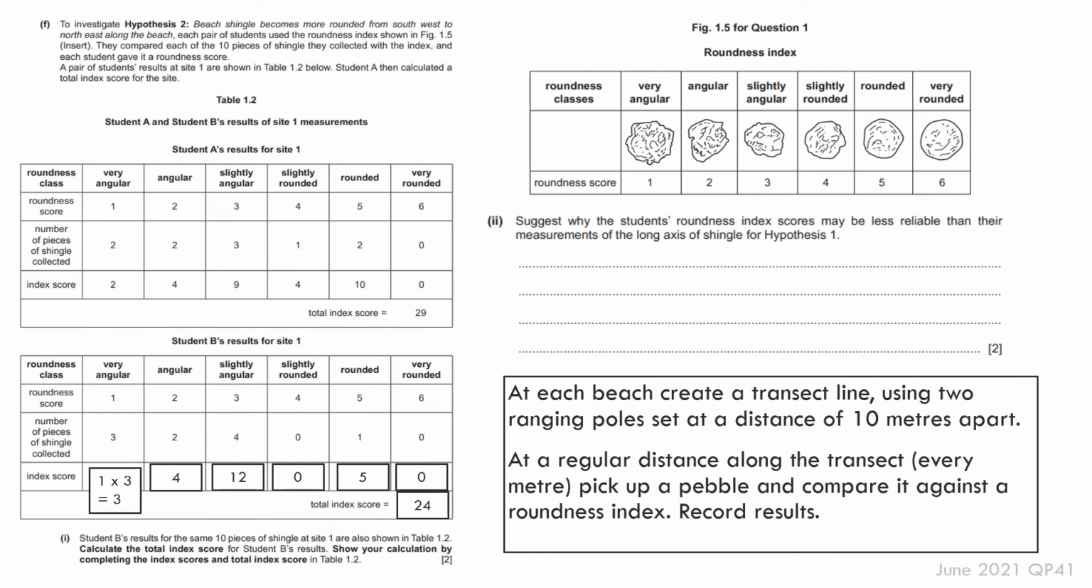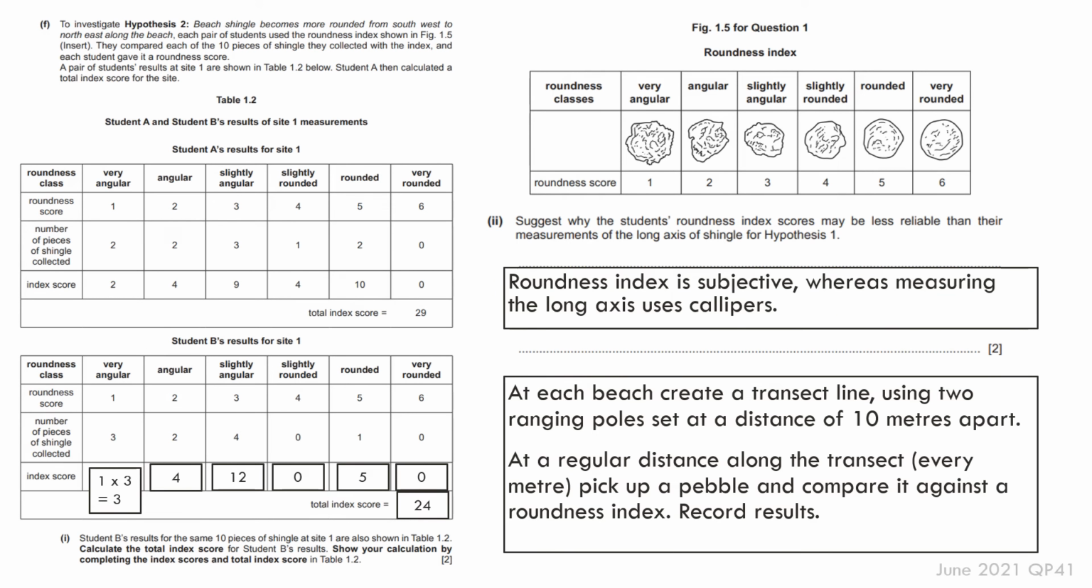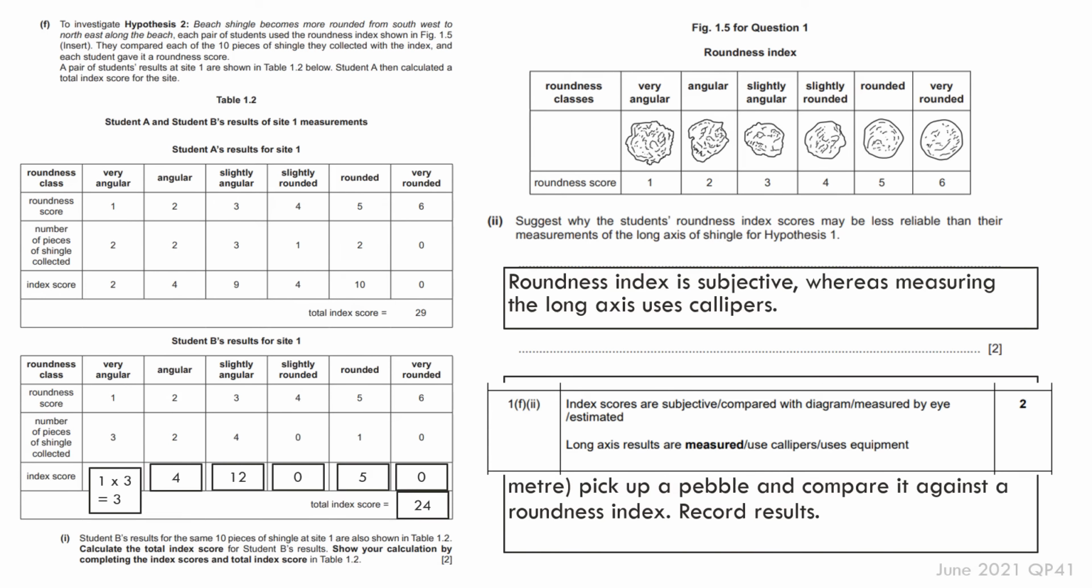sorry, just to recap, I've put the method here about how you would go about collecting this information. So again, you might want to include this. But an issue with the roundness index, really, is that it's very subjective, whereas measuring the long axis using calipers is more accurate, it avoids human error. So again, this is the mark scheme. It's giving you 2 points. So please do pause this video, rewind it, looking at why this data might not be very reliable and how you go about collecting this data as well to include into your notes.